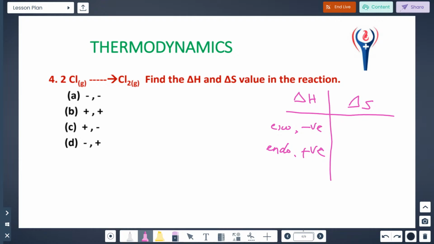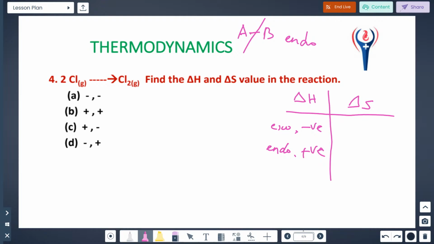Then see here, chlorine atoms become a chlorine molecule. So when atoms become a molecule, a bond is formed. Only when a bond is formed does it become a molecule. Suppose there is a bond between A and B. If you want to break the bond, we must give energy; only then can we break the bond. If you give energy, that kind of reaction is called an endothermic reaction. I already told you, in endothermic reactions del H is always positive. Here, when atoms become a molecule, the bond is formed.